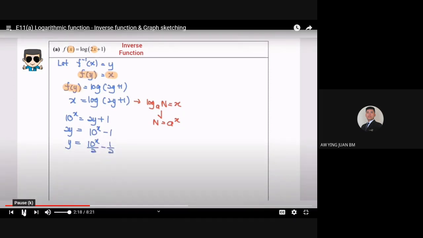So finally, y actually is equals to f inverse x. So my inverse function for f will be equals to 10 to the power of x over 2 minus 1 over 2, where we have an exponential function.